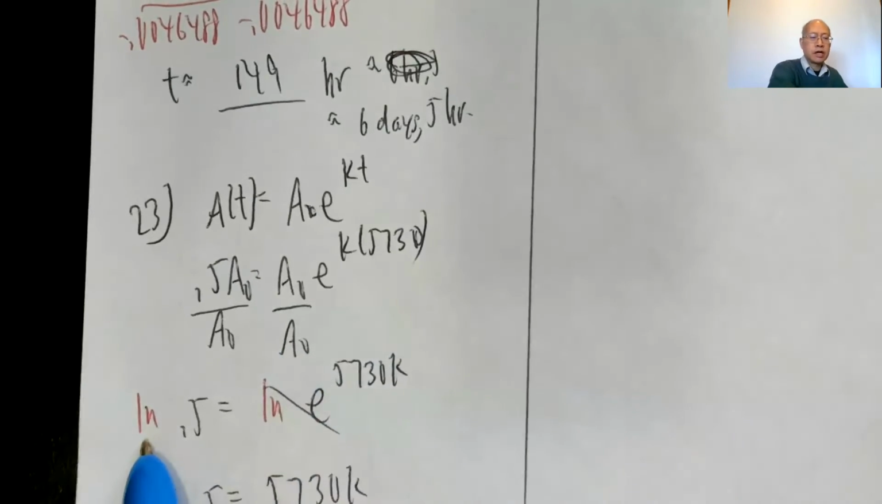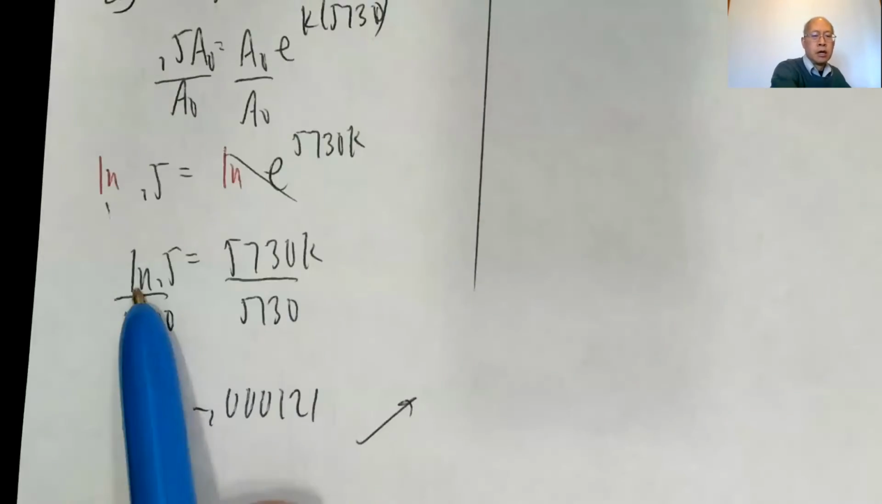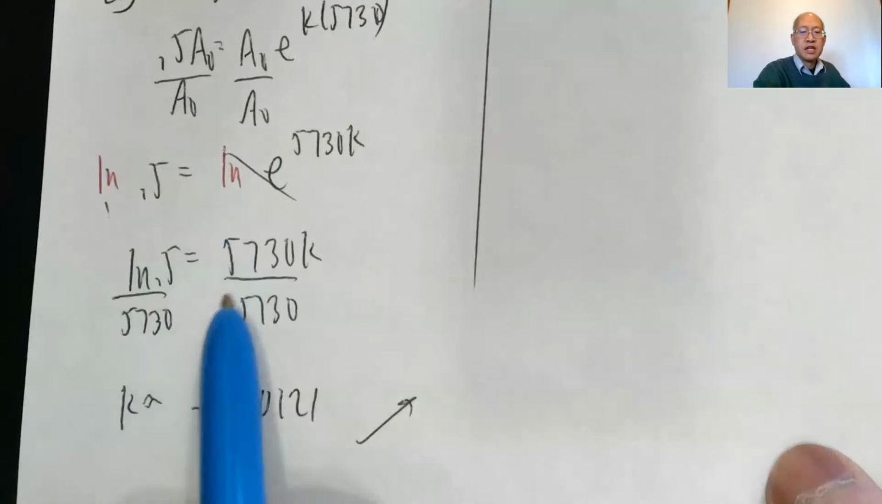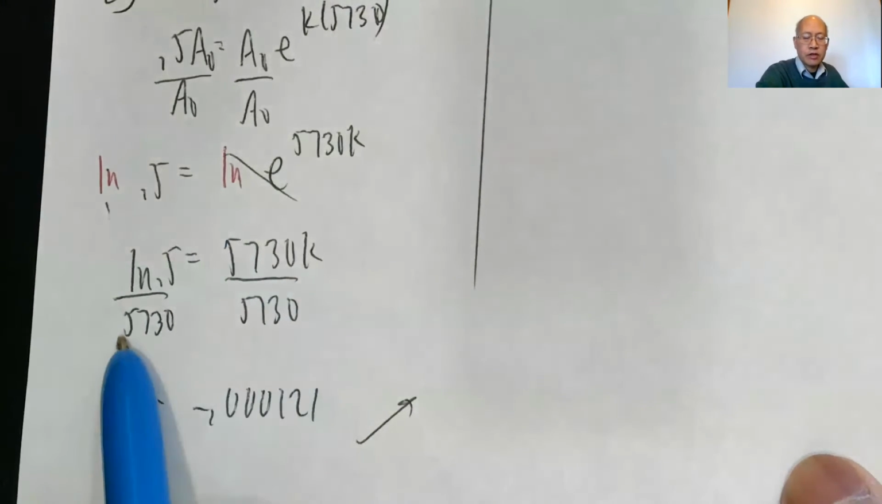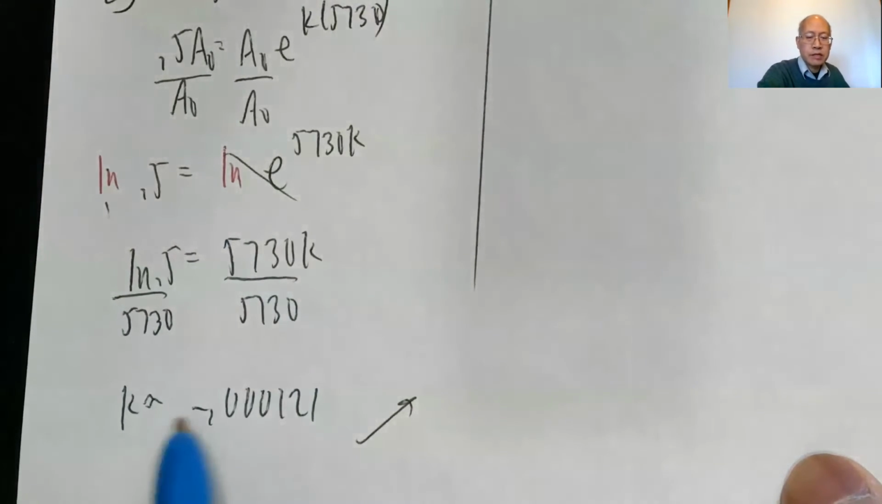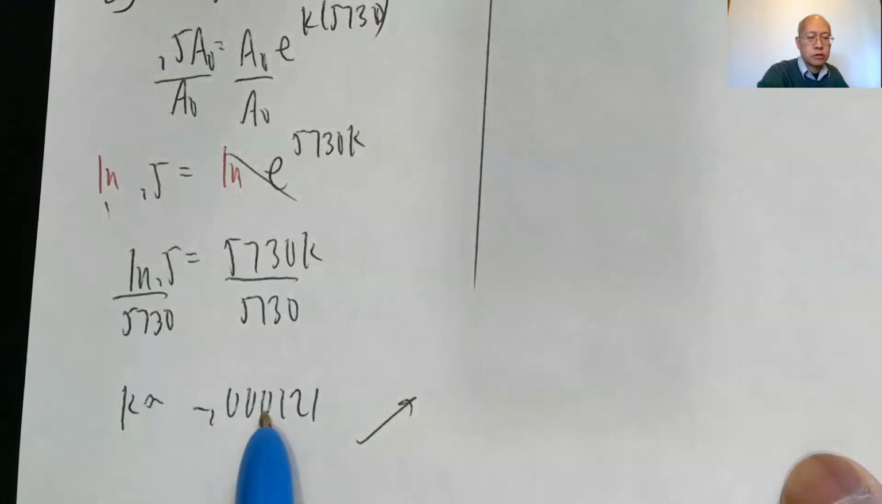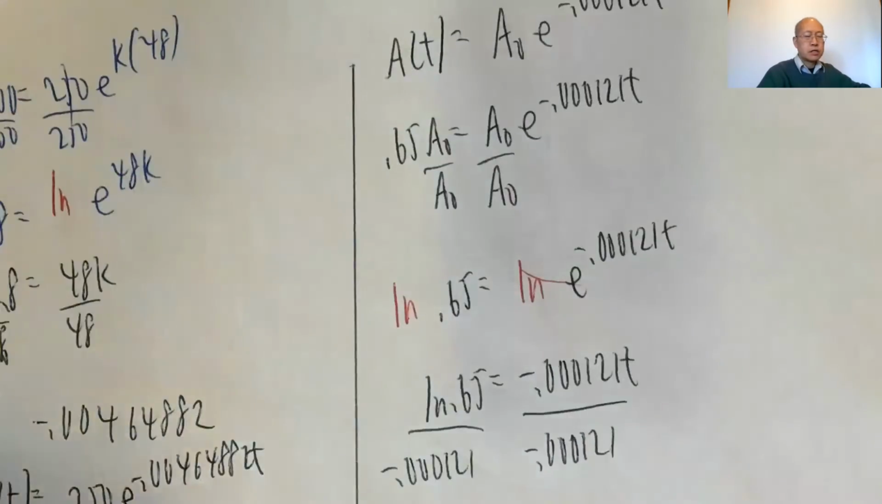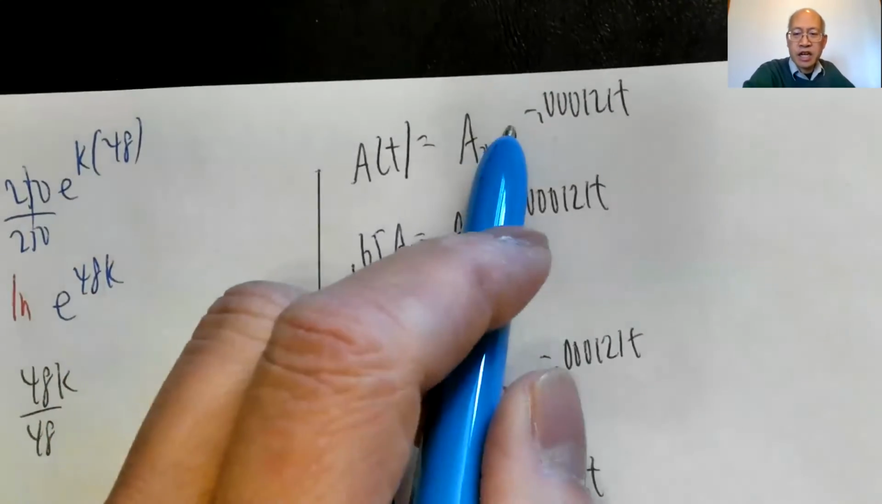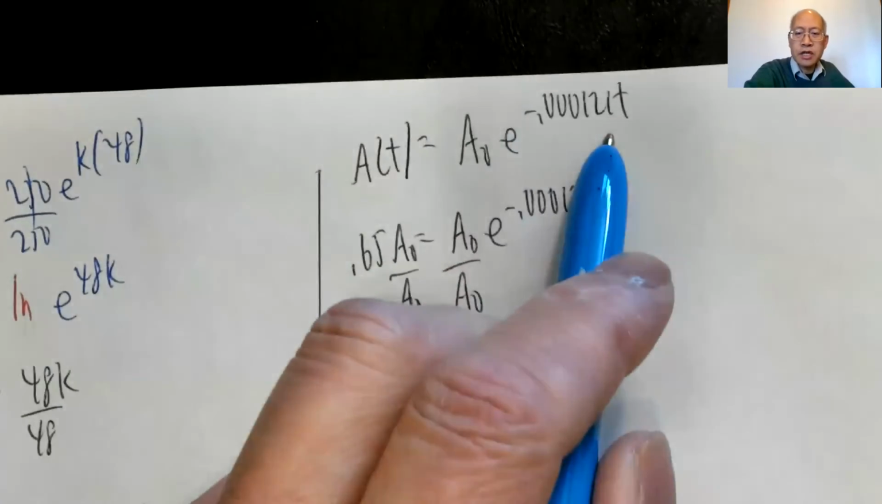Take the natural log of both sides. ln 0.5 is 5730k, divide by 5730, punch it in the machine. k is about negative 0.000121. So A of t is A0 e to the negative 0.000121t.